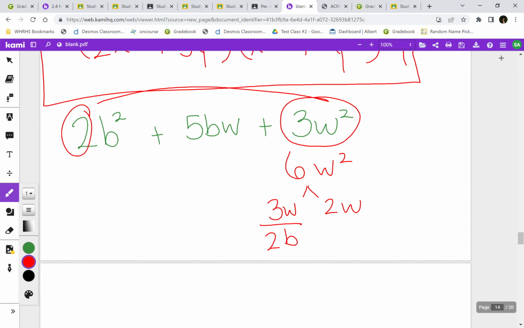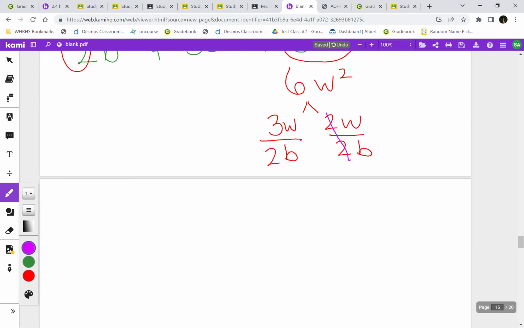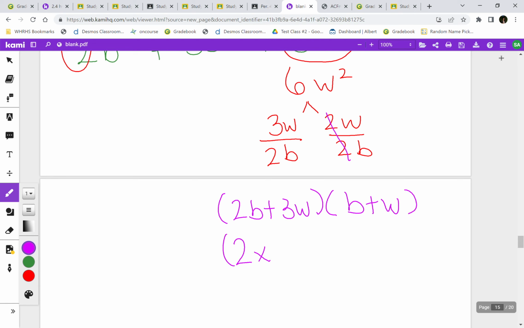Divide by 2b, divide by 2b. The only one we can simplify is the second one. I could cancel out those 2's. So then we're at 2b plus 3w, and b plus w. Substitute back in, we're at 2x to the a plus 1 plus 3y to the a, and then x to the a plus 1 plus y to the a.